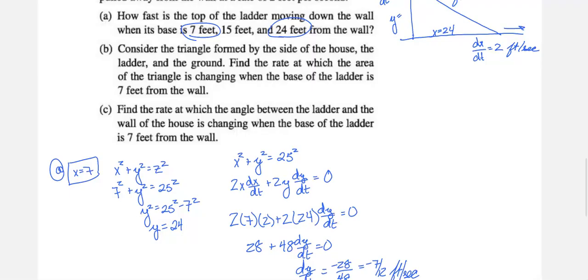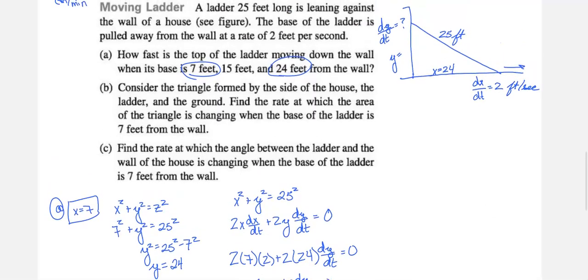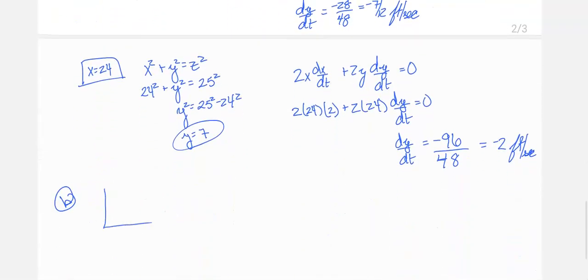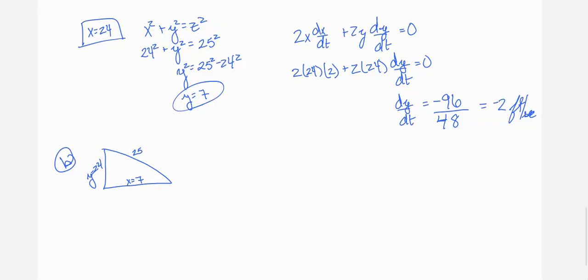So let's look at B. We want to think about the triangle that's formed by the side of the house, the ladder, and the ground. So we're talking about this triangle here. We want to find the rate at which the area of the triangle is changing when the base of the ladder is 7 feet from the wall. We'll go back to my picture. This is going to be 7. So we already know this is going to be 24. And we know this side is 25.